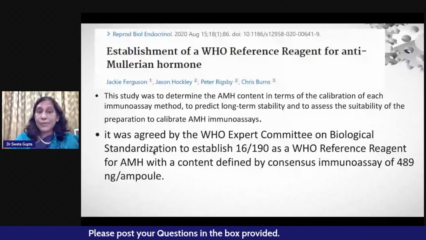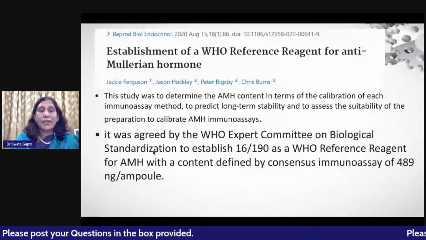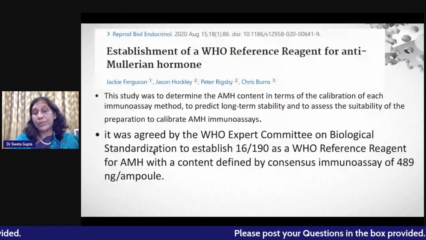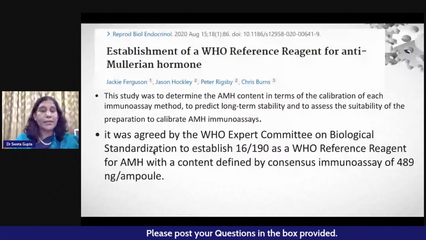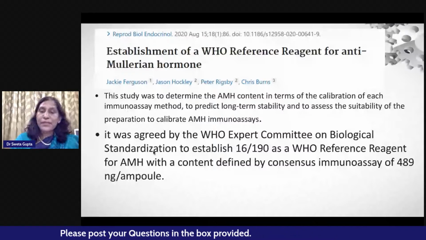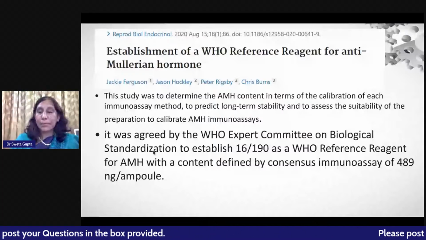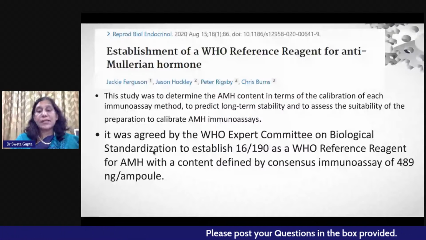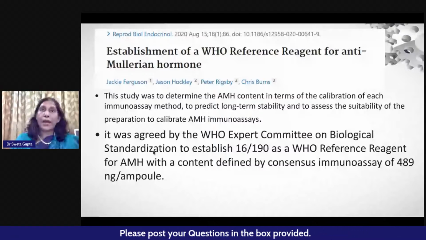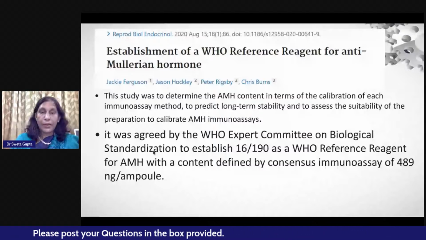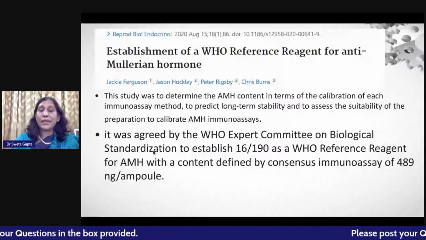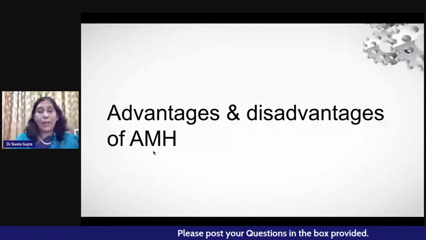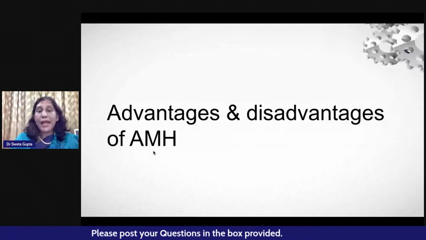Now, in August 2020, Jackie Ferguson presented a paper saying it was agreed by the WHO Expert Committee on Biological Standardization to establish 16/190 as the WHO reference reagent for AMH, with a content defined by consensus immunoassay of 489 nanograms per ampoule. So in future, we hope that there will be an international standardization and we may have a very specific AMH report.